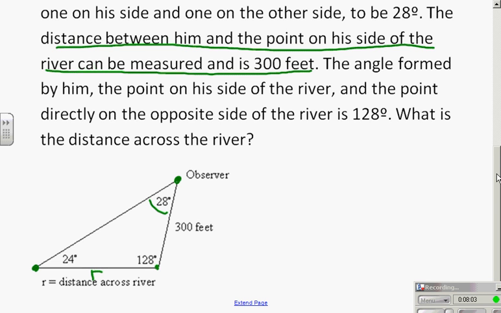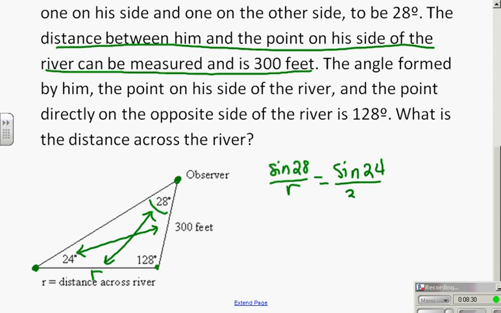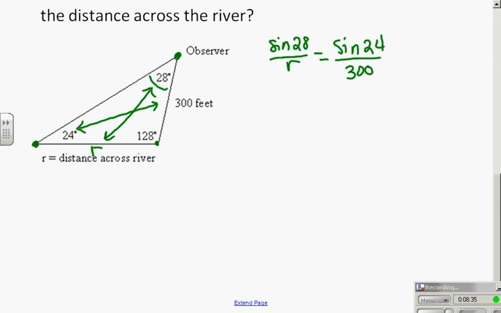So we're going to go ahead looking at what we are given here. I am given a side opposite and an angle that match up, and I'm given a side opposite and an angle that matches up. And so if I think about it, my best candidate here for finding R is the law of sines. And I'm going to talk about the sine of 28 over my unknown is equal to the sine of 24 over 300.